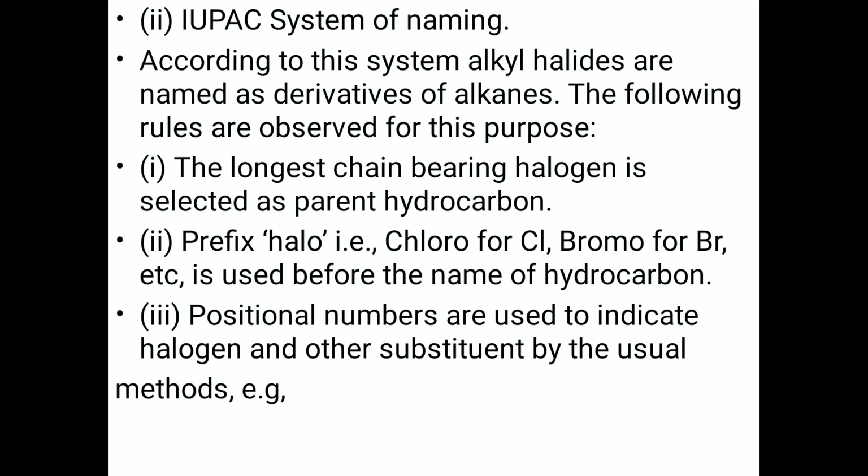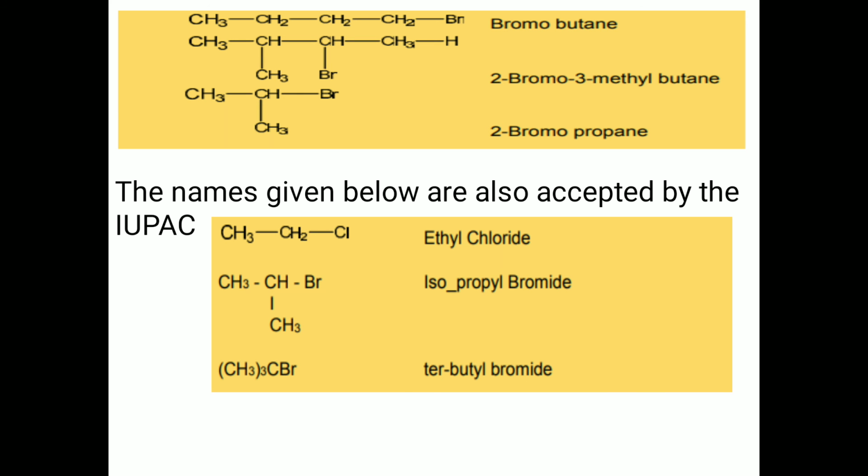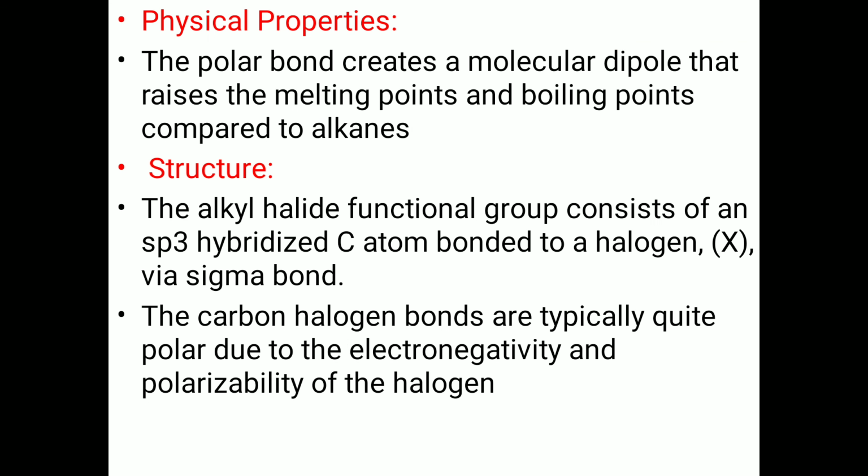Second, positional numbers are used to indicate the halogen and other substituents by the usual method. For example, you can see here bromobutane, 2-bromo-3-methylbutane. We have named it, and 2-bromopropane. The names given below are also accepted by the IUPAC: ethyl chloride, isopropyl bromide, and tertiary butyl bromide.